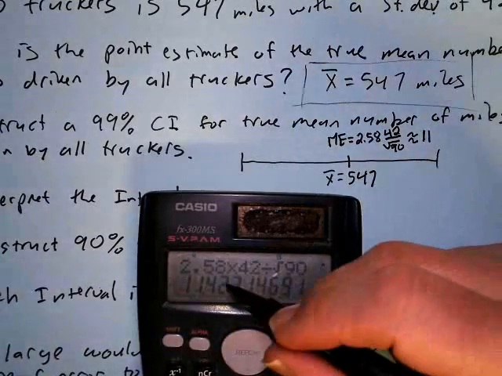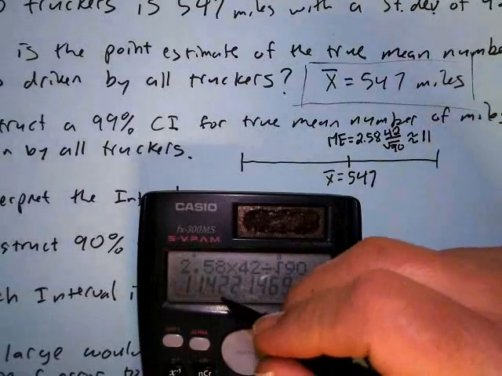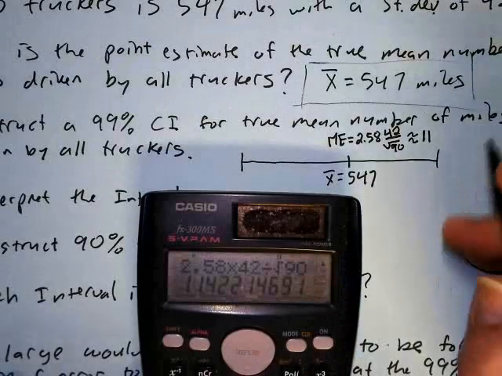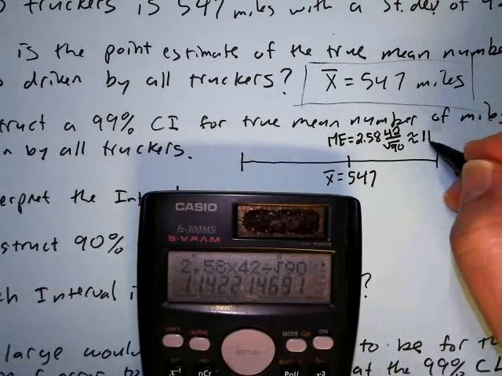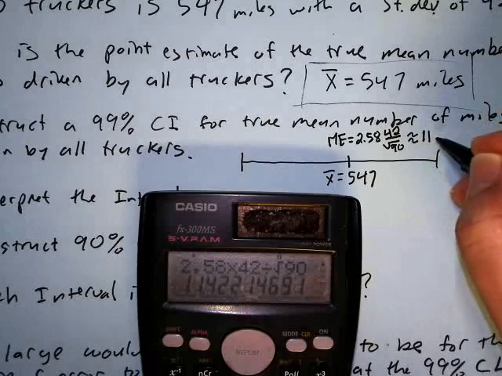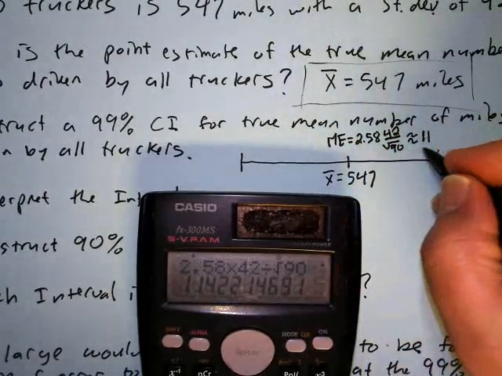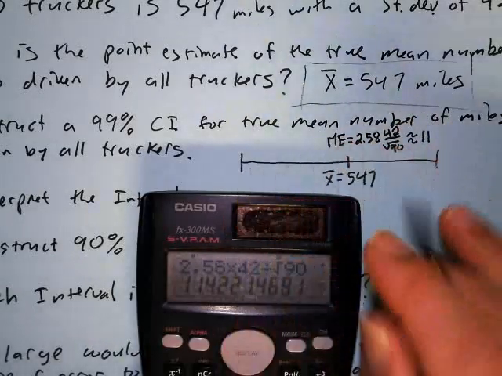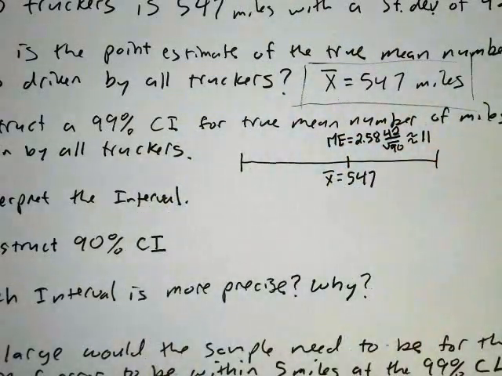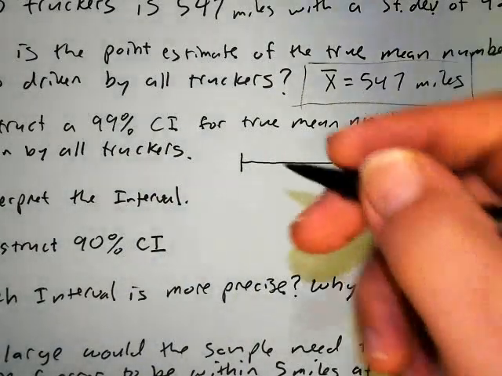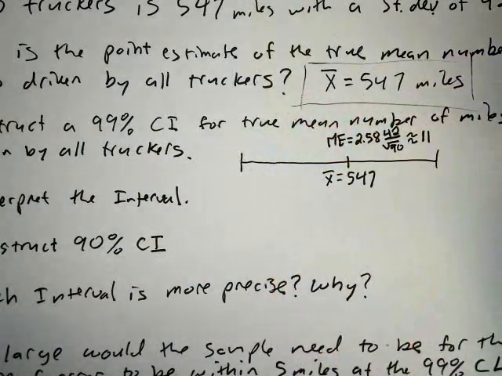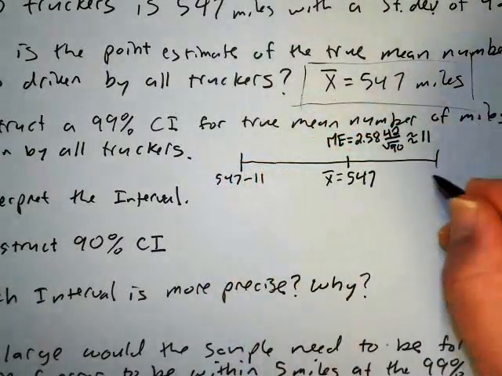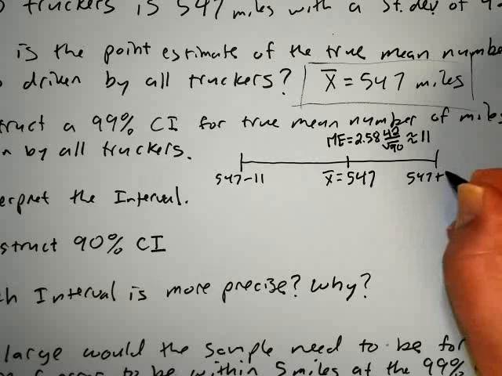I know it feels like I'm losing some precision here, but that's really not true when you think about it, because these are all estimates. You don't want a bunch of precision here. We're already estimating, and the margin of error is what gives us the precision. So 11 is my margin of error, so I'm going to take 547 minus 11 and 547 plus 11.